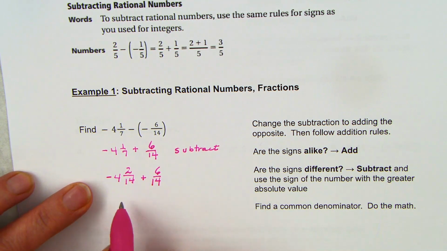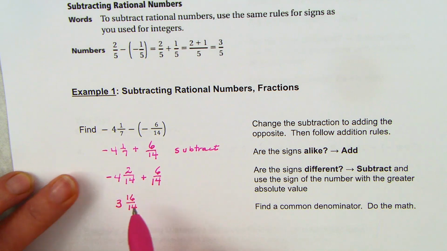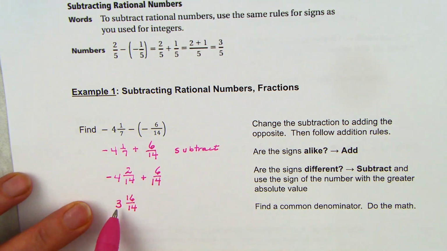So I'm going to make this 3 and 16/14. I borrowed one whole. The whole that I borrowed is 14/14, and then I add 2 more 14ths, so I've got 16/14.